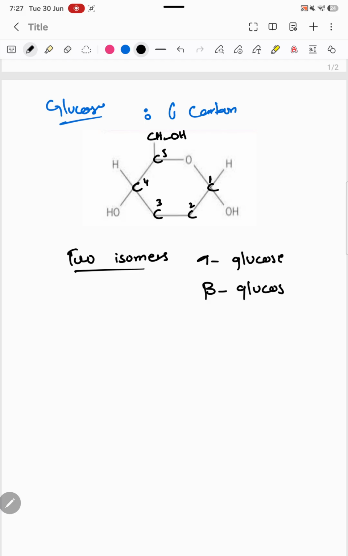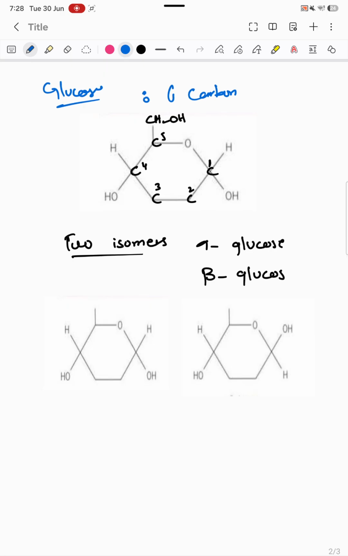The structures of alpha and beta glucose are like this: this is the alpha glucose and this is the beta glucose. What's the difference between alpha and beta glucose? In alpha glucose at carbon number 1, the hydroxyl group is over here, but in beta glucose at carbon 1, the hydroxyl group is upside down. So this is the beta glucose and this is the alpha glucose.